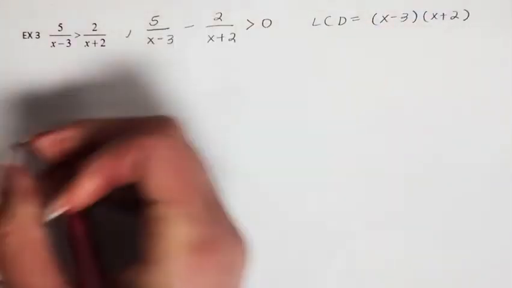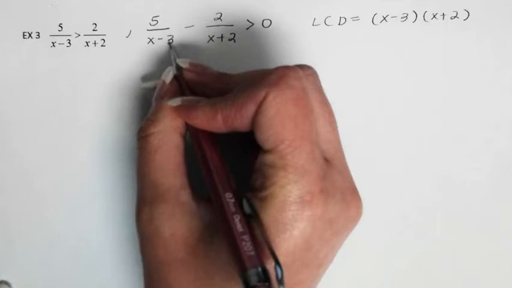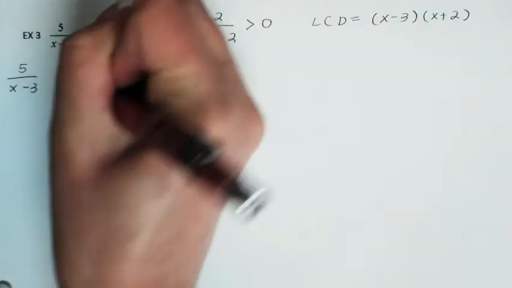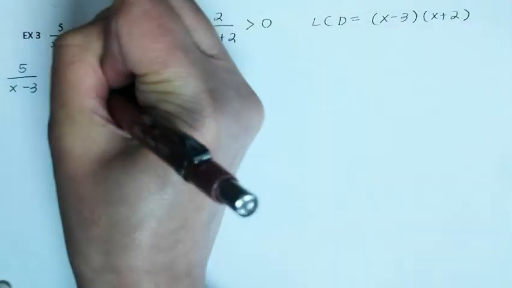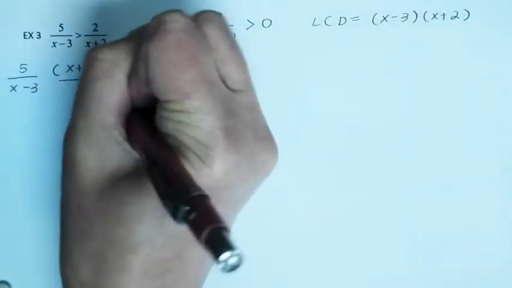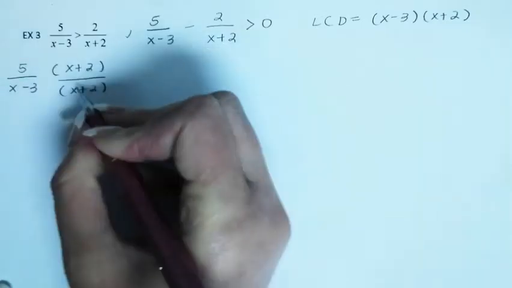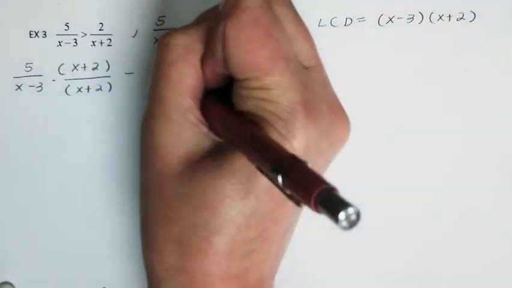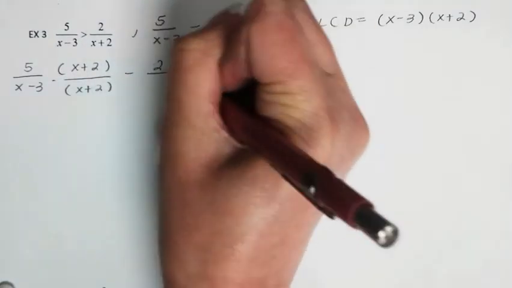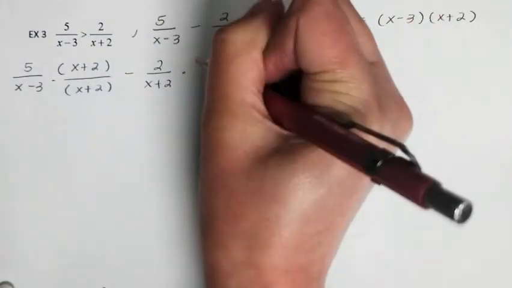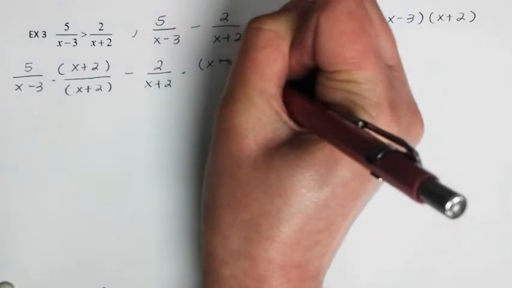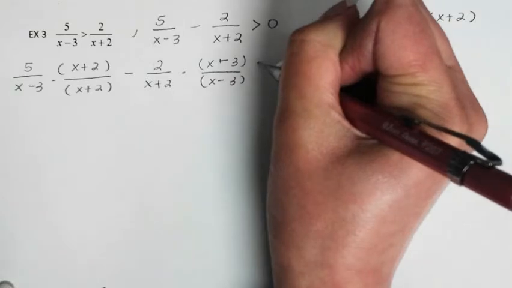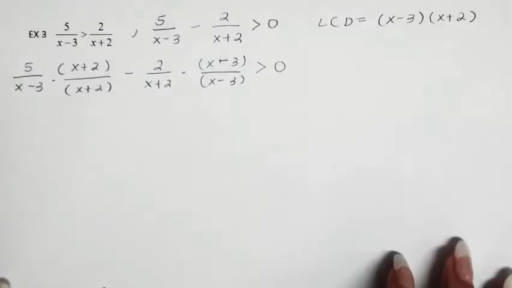So what we can do here is you recognize that here I'm missing the x plus 2. So you know what I'm doing, I'm going to multiply top and bottom times the one that I'm missing, which in this case is x plus 2. So you multiply top and bottom of that term times x plus 2, and then you have the second term, which is negative 2, x plus 2, and then you are missing the x minus 3 top and bottom, so that's what I'm going to do here. And that's a negative, and that's greater than 0.